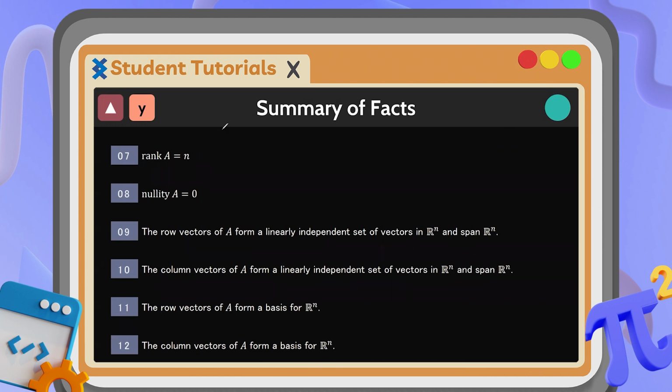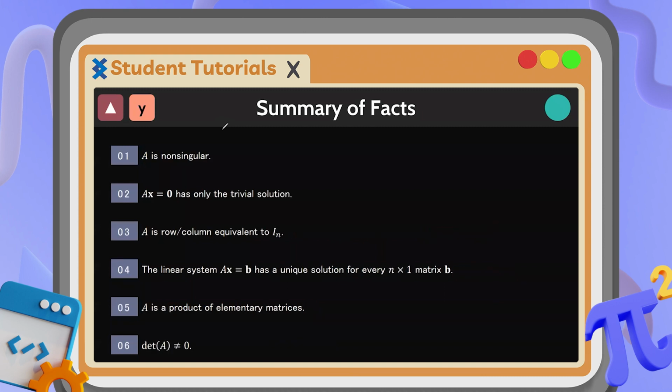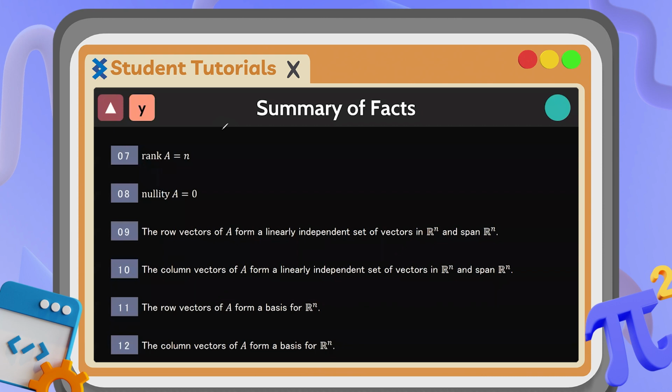Based on what we've learned from fact number 1, that it's non-singular, its determinant is non-zero, it has the trivial solution, and additionally, it's a product of elementary matrices, these would all point to the fact that the rank is equal to the number of columns.